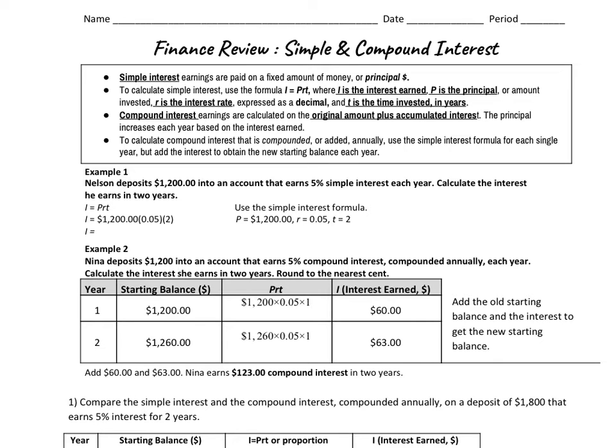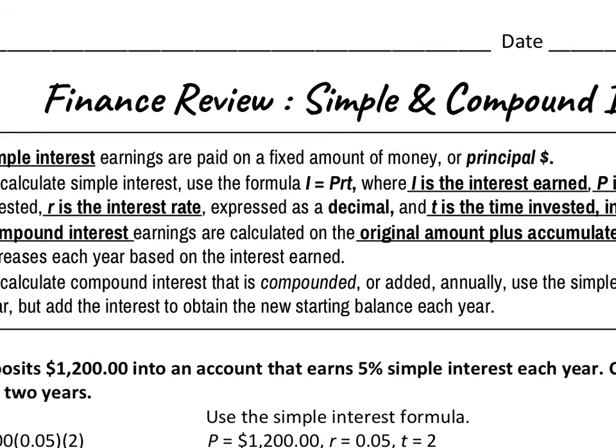Simple interest is earnings paid on a fixed amount of money. So your principal amount is the amount of money you borrow. Okay. So if I borrow $500 from Kason, but he's going to charge me interest, my principal amount is that $500. Okay. To calculate simple interest, use the formula I equals PRT.